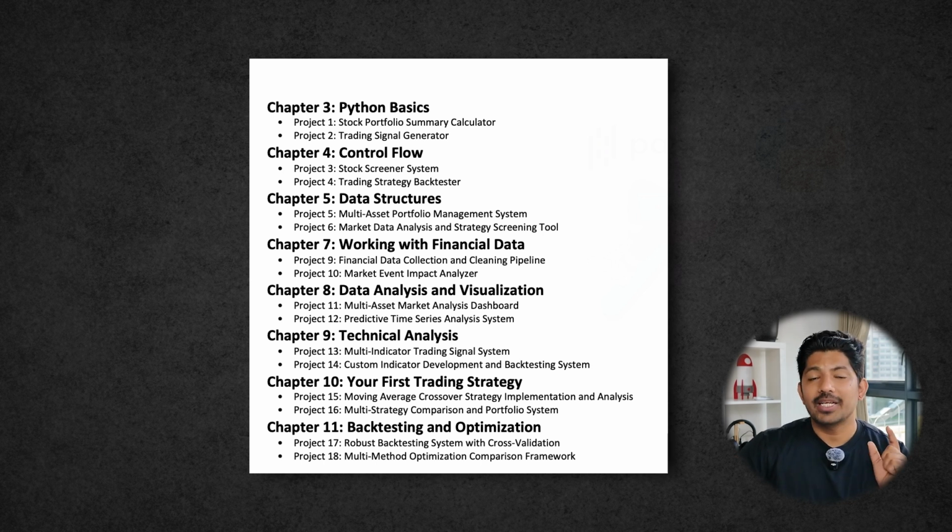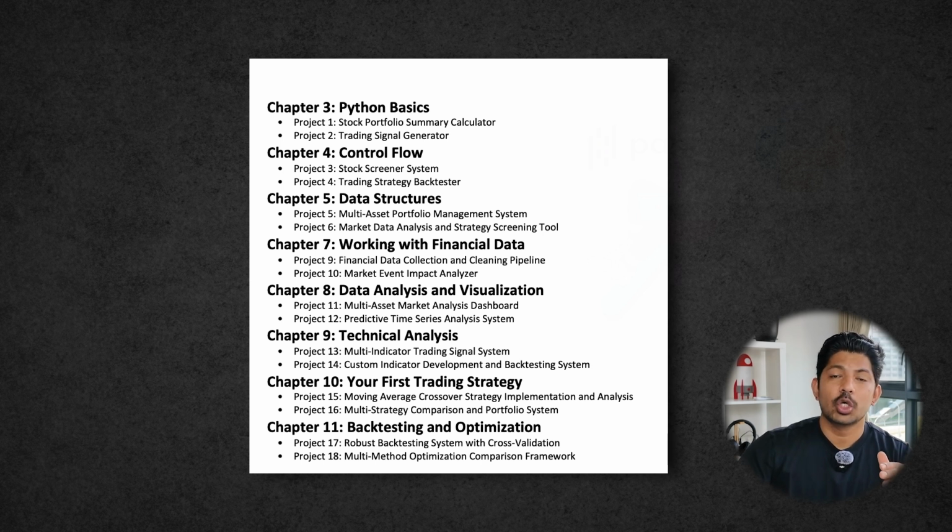And I will be mentioning all these projects in the Replit, in the GitHub, and in the community, so you can find these GitHub files very easily. Then we have multi-strategy comparison and portfolio system. And then in the last chapter, which is backtesting and optimization, you will find project 17, which is a robust backtesting system with cross-validation. And last but not the least, we have multi-method optimization comparison framework.